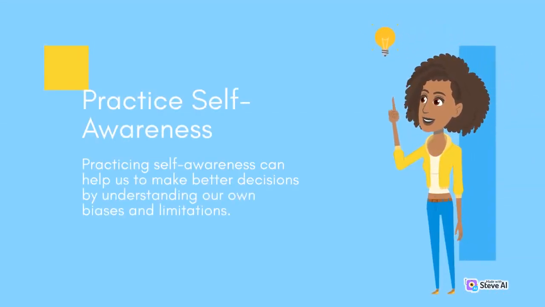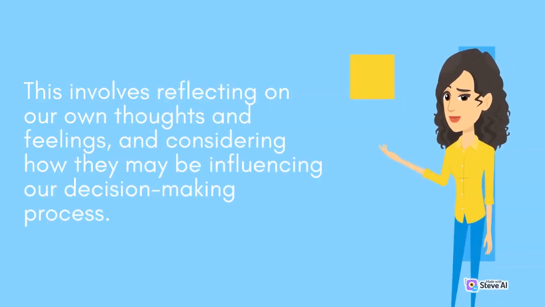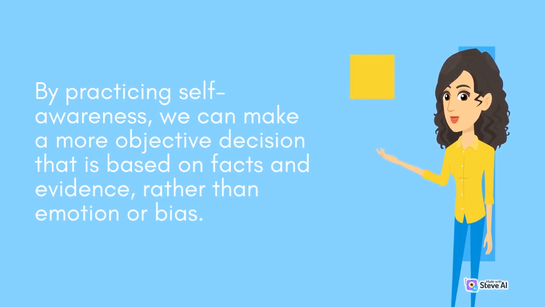Practice self-awareness. Practicing self-awareness can help us to make better decisions by understanding our own biases and limitations. This involves reflecting on our own thoughts and feelings, and considering how they may be influencing our decision-making process. By practicing self-awareness, we can make a more objective decision that is based on facts and evidence, rather than emotion or bias.